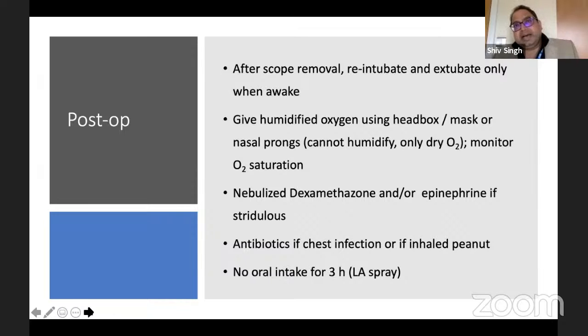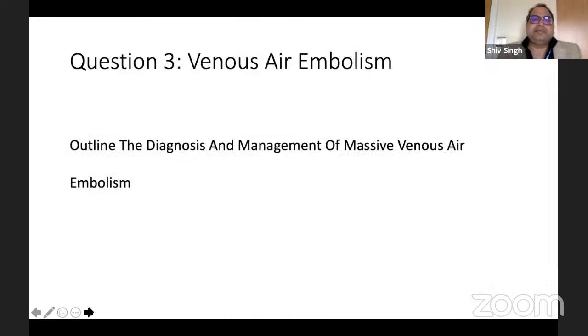Okay. And if you have not paralyzed and used local anesthetic spray, then make sure that child is kept nil by mouth for at least 3 hours, because the airway, the vocal cords are insensate, so they risk aspiration. All righty there. Okay.